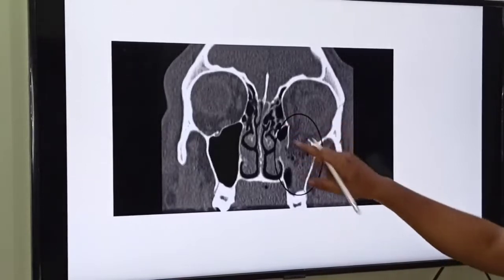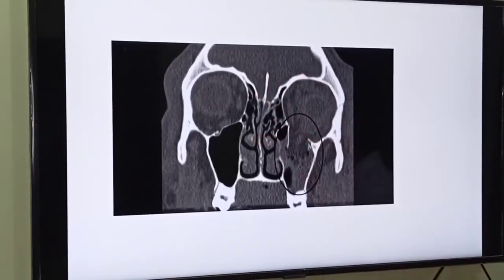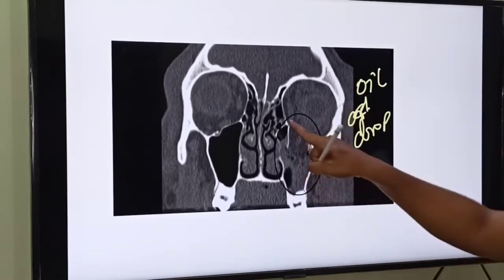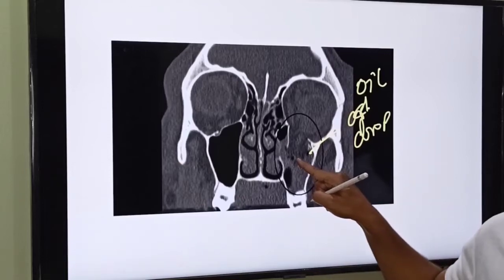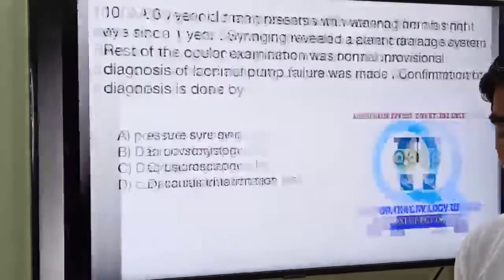Now what is this? This is a CT scan of a fracture of the orbit. Fracture of this, and this is nothing but the oil droplet sign on CT scan. Fracture of the bone, and there can be entrapment of the inferior rectus, because of which there is difficulty in seeing down.